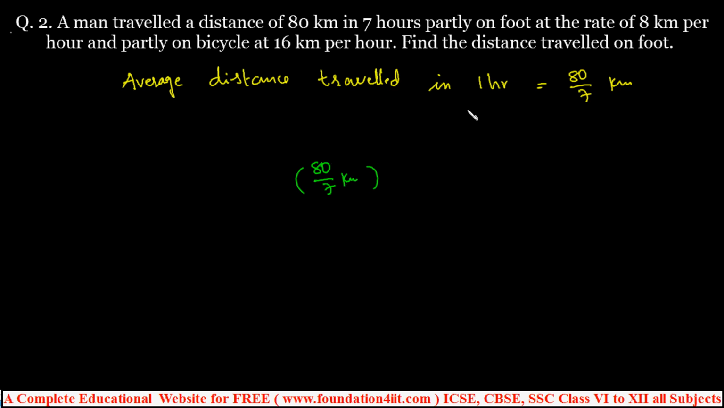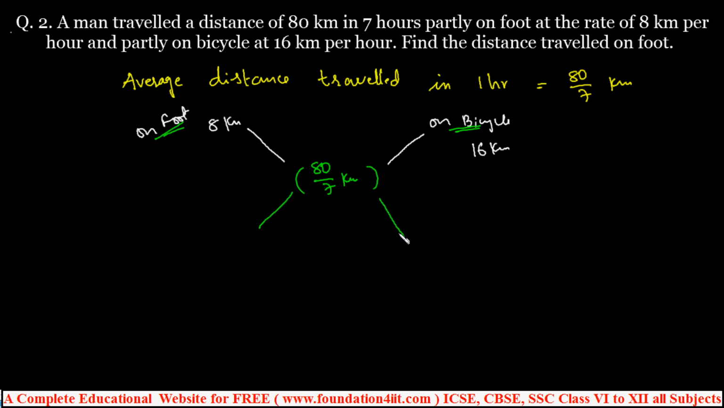Now on foot and on bicycle, two we can take. So the distance covered in 1 hour on foot is how much? 8 kilometers. This is on foot. Another one is on bicycle in 1 hour, because these two points must also be for 1 hour only, like the average. On bicycle it is 16 kilometers in 1 hour. So this is on foot and this is on bicycle.